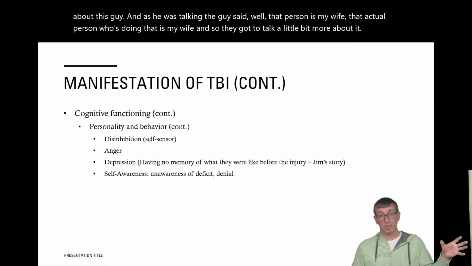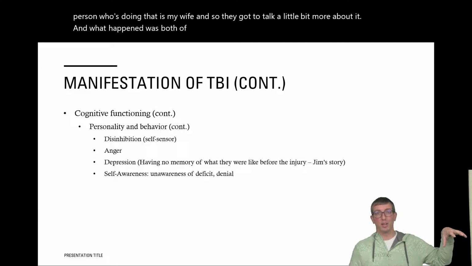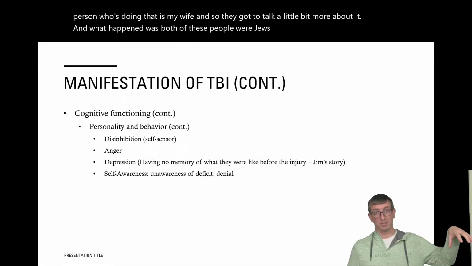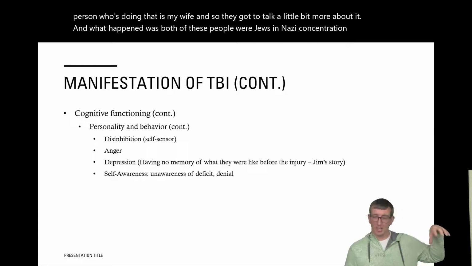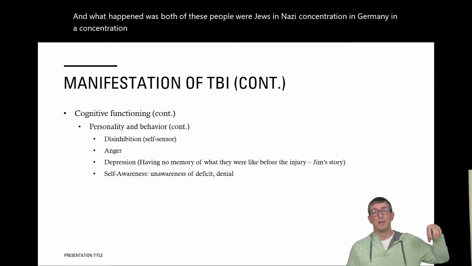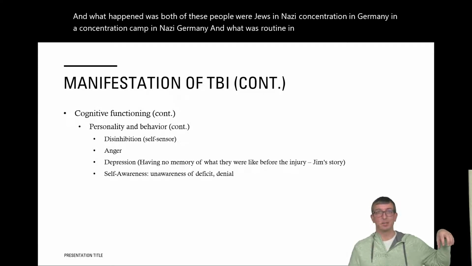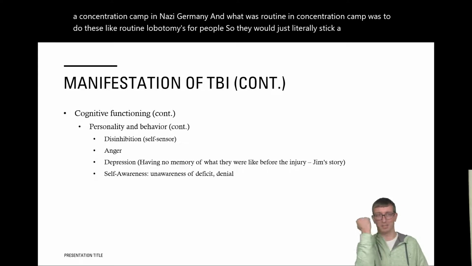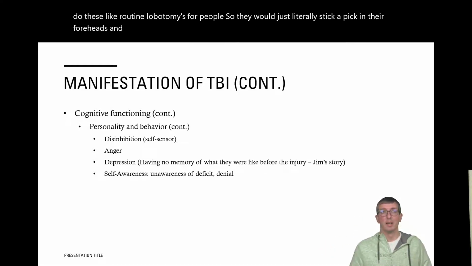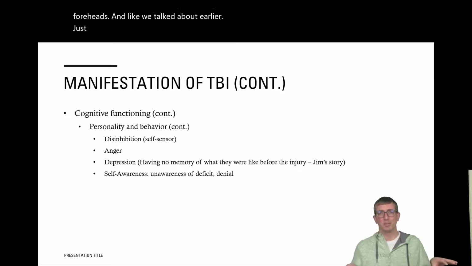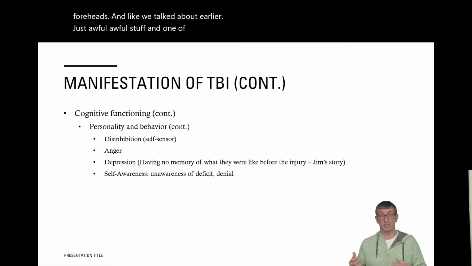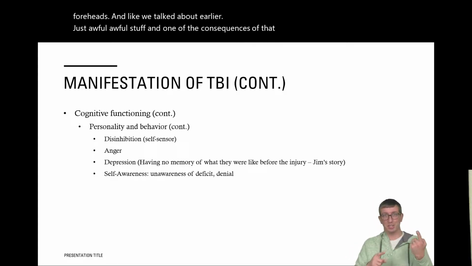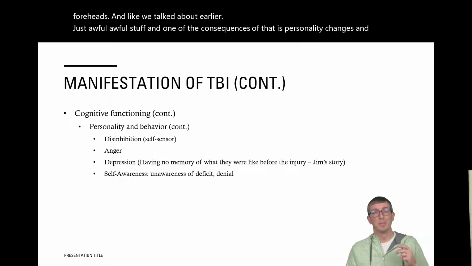And what happened was both of these people were Jews in a concentration camp in Nazi Germany. And what was routine in concentration camps was to do these routine lobotomies for people. So they would just literally stick a pick in their foreheads, and like we talked about earlier, just awful, awful stuff. And one of the consequences of that is personality changes and behavior changes.